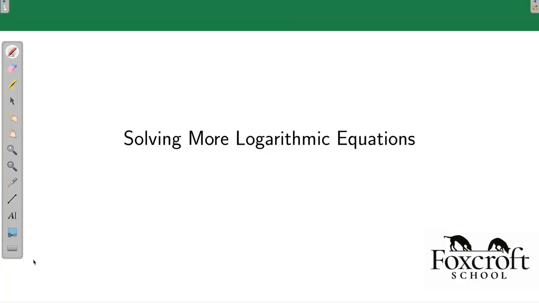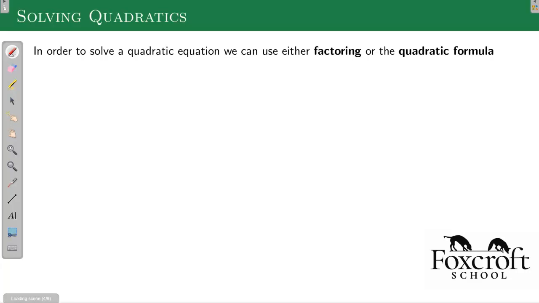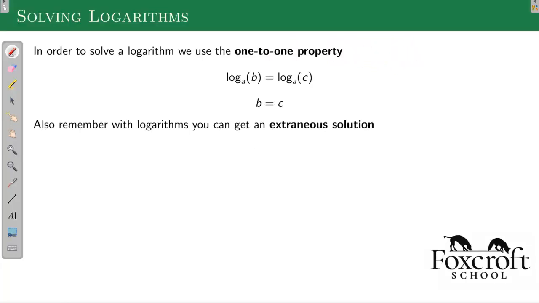In this video, we're going to talk about how to solve some more complex logarithm equations that require quadratics. In order to solve a quadratic equation, we can either use factoring or the quadratic formula. So remember, we have those two options, and then all we're going to do is mix in the logarithms now.